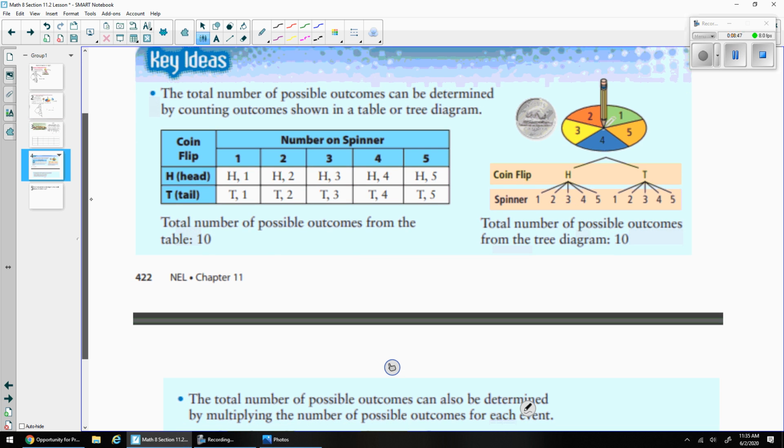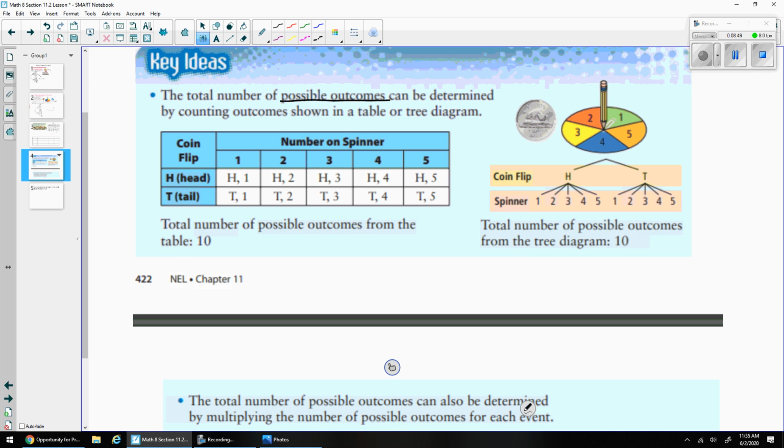So the key idea being, we can find the total possible outcomes by making our table or drawing our tree diagram, which is shown here with a coin and a 5 space spinner. And we can see that there are 10 possible outcomes for flipping a coin and then spinning the spinner. 1, 2, 3, 4, 5, 6, 7, 8, 9, 10. Okay, so there's 10 possible outcomes.